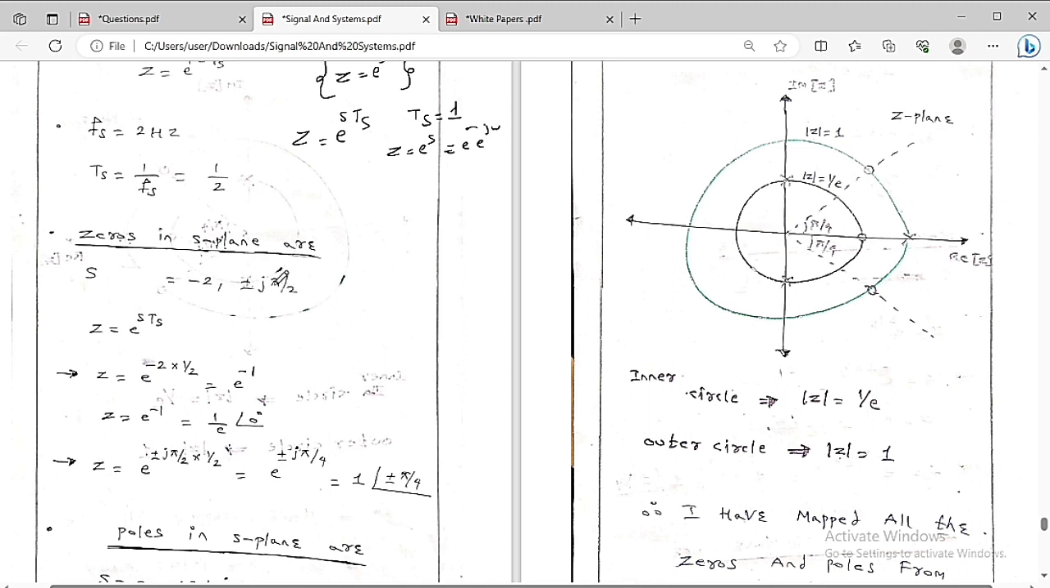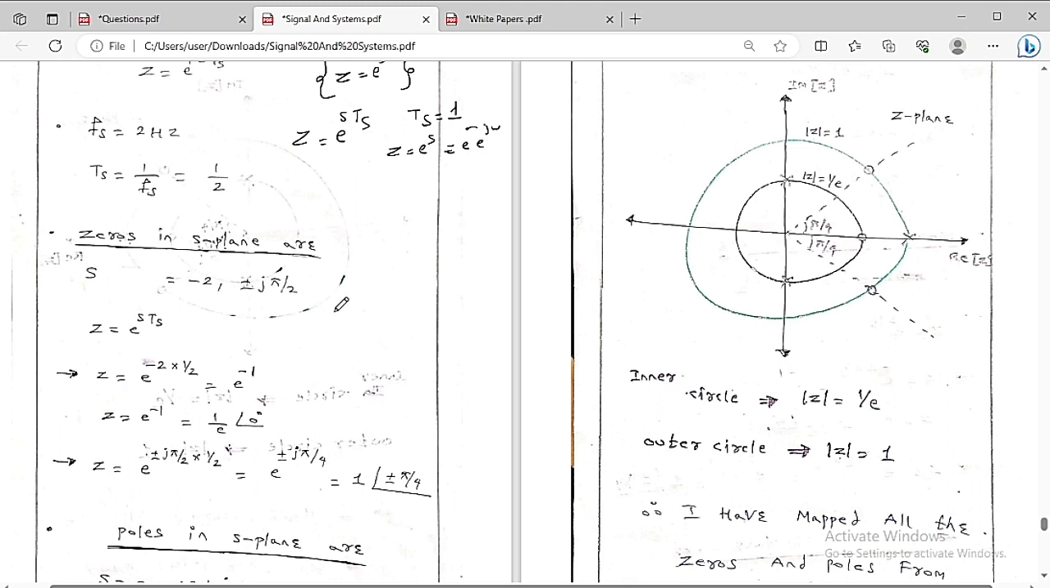Similarly, let's go for the other zeros, plus or minus j pi by 2 in the S plane. Now we will see how they end up in the Z plane. z is equal to e to the power of plus or minus j pi by 2 into Ts. If we simplify, we get e to the power of plus or minus j pi by 4. This is in polar format. The magnitude is 1 and the phase angle is plus or minus pi by 4. So minus 2 in the S plane is now converted to 1 by e at a phase angle of 0 degrees. Similarly, plus or minus j pi by 2 in the S plane is converted to 1 at an angle of plus or minus pi by 4.